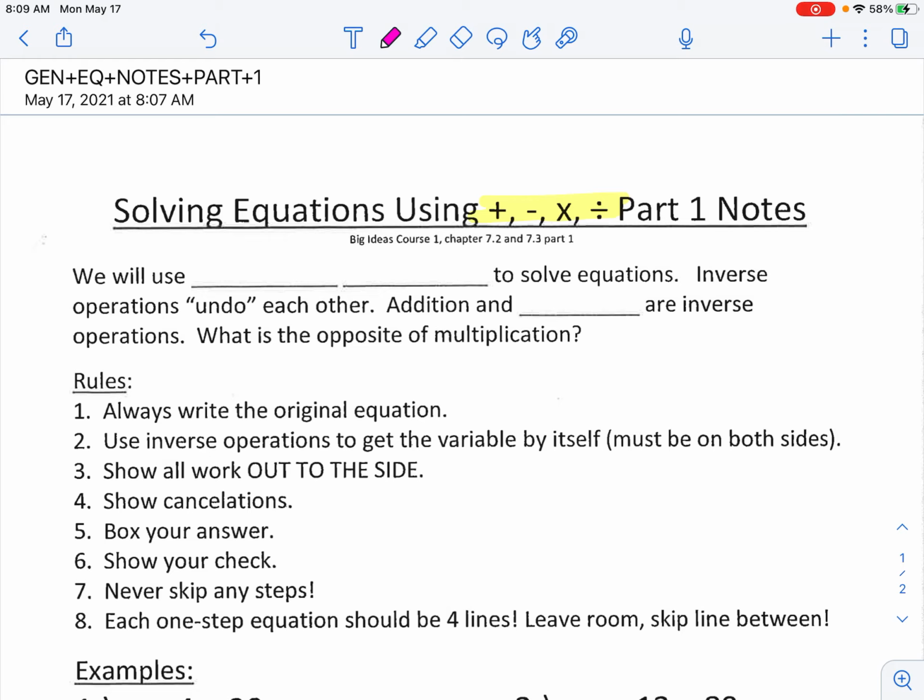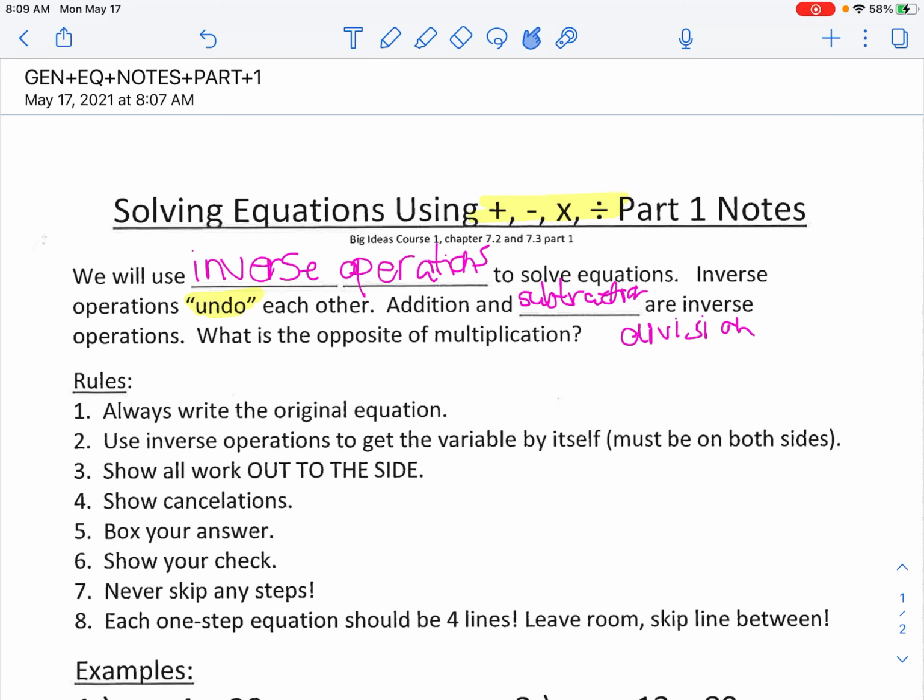And we will use the inverse operations to solve equations. Inverse operations undo each other. So inverse means opposite. So addition and what are inverse operations? What's the opposite of addition? Subtraction. What is the opposite of multiplication? Division.